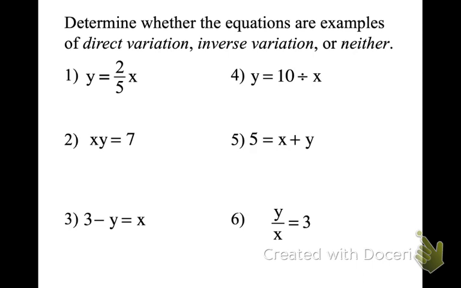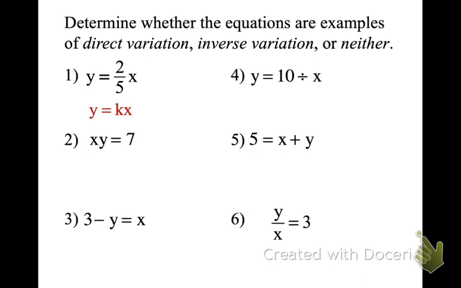So determine whether the equations are examples of direct variation, inverse variation, or neither. Pause the recording and see if you can figure these out. Now let's check our work. Y equals 2/5 x is a direct variation equation. Okay, for the next one, we're going to have to get the y alone. So I get y equals 7 over x. So that would be an inverse variation.